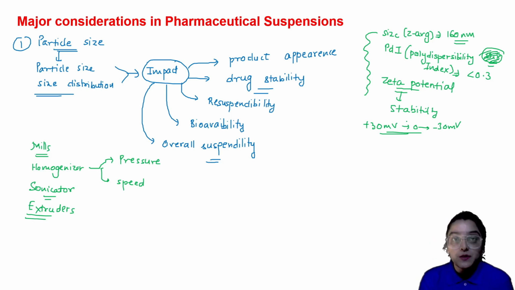PDI is the polydispersity index. If you are going to check somebody's formulation particle size, and the PDI is 0.8, is it a good formulation? No, it is not a good formulation. The PDI, polydispersity index, polydisperse.